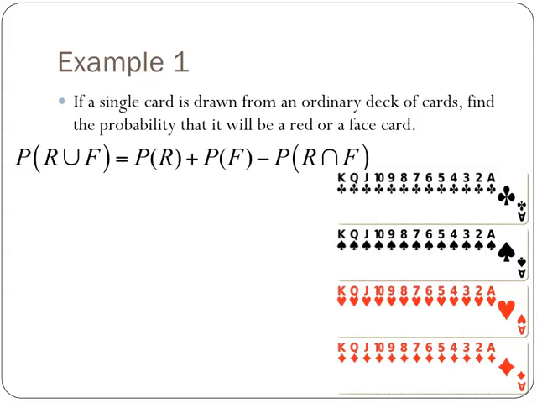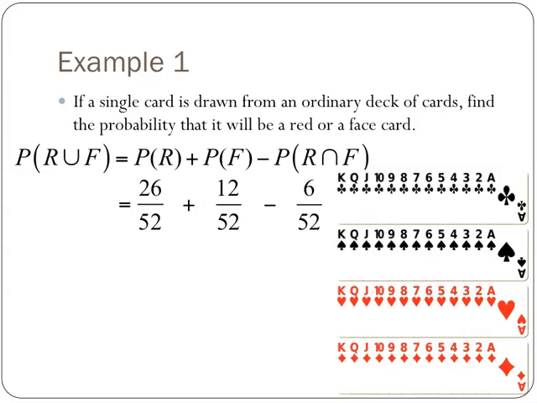So we have the probability of a red card, which is 26 of the 52 cards are red, plus the probability of a face card. Now we know that there are 12 face cards, so 12 over 52. And then the probability of choosing a red and face card, there are 6 of those. So minus 6 over 52.